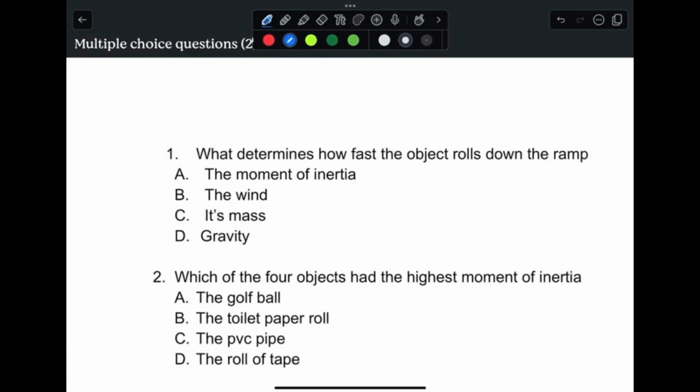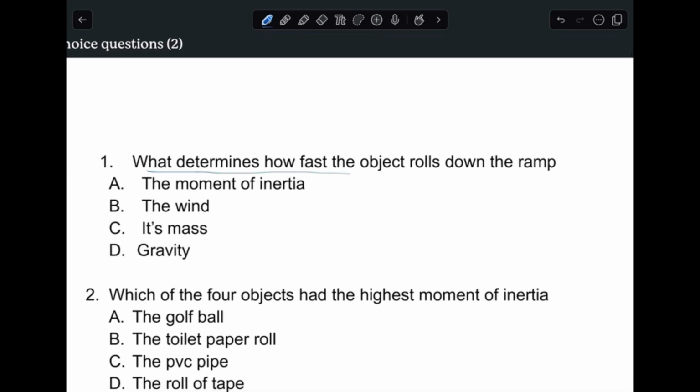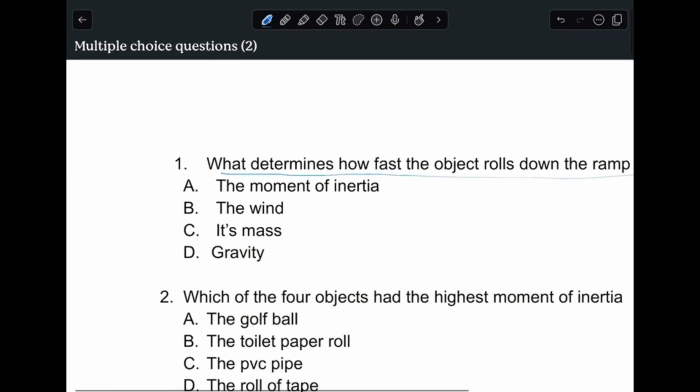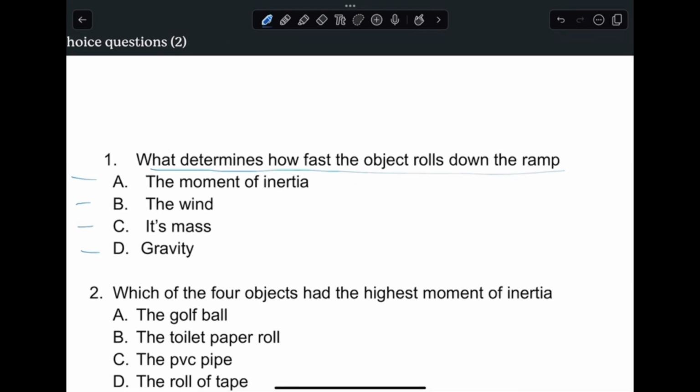All right, we're going to be doing 3 of the 10 multiple choice questions that we made for a little practice. The first one is, what determines how fast the object rolls down the ramp? Is it A, the moment of inertia, B, the wind, C, its mass, or D, its gravity? And the answer is going to be A, the moment of inertia, because each shape depends on the amount of mass, the way the mass is distributed.